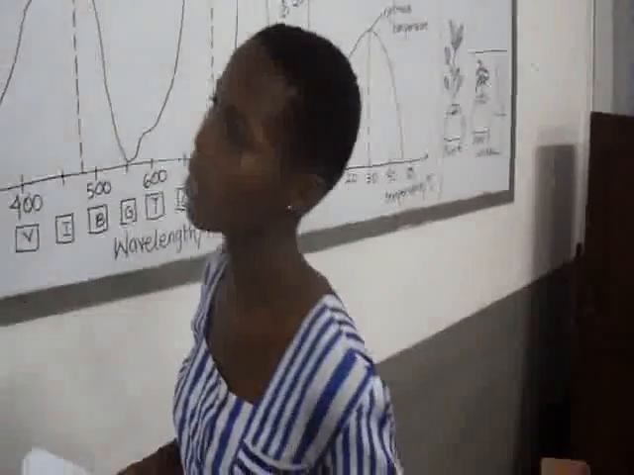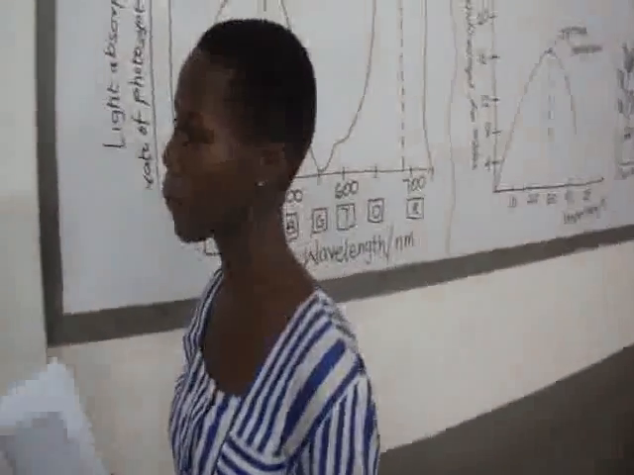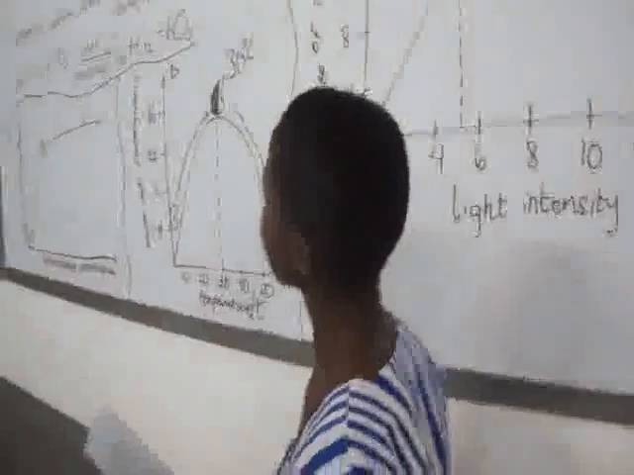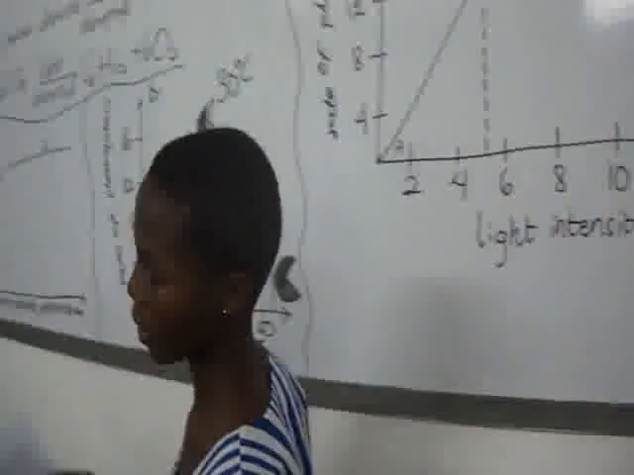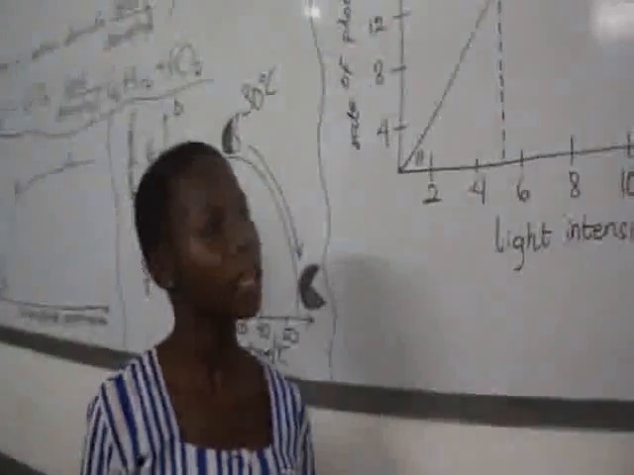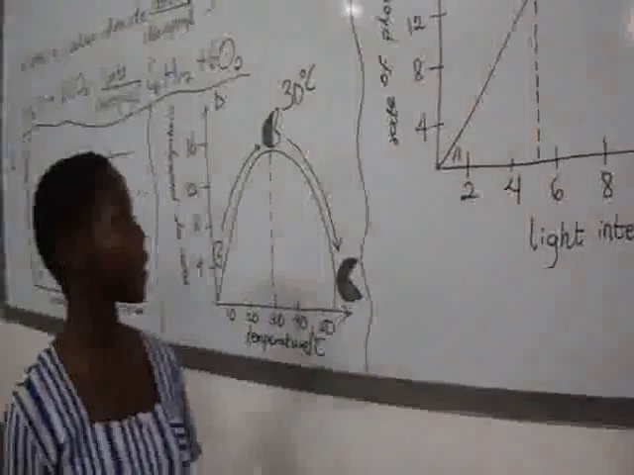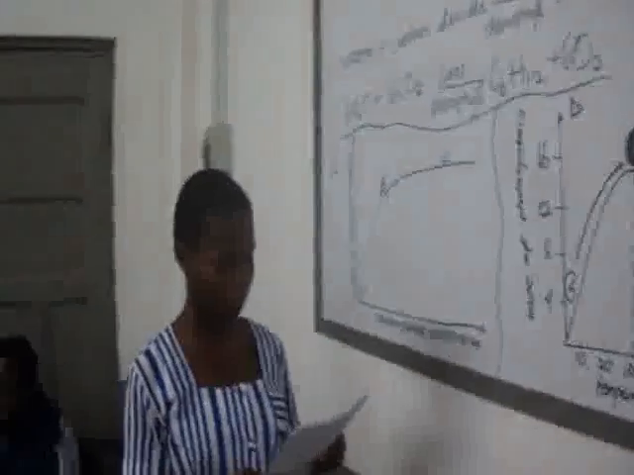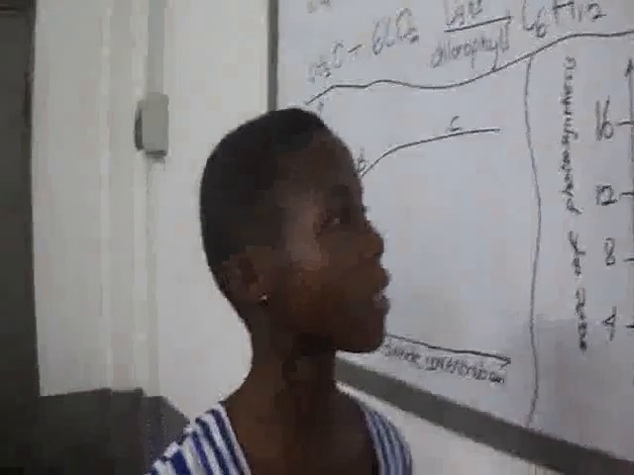Now taking the next factor, which is temperature. Reactions constituting the Calvin cycle, that is the dark stage of photosynthesis, involve enzymes. Temperature influences the activities of enzymes. An increase of about 10 degrees Celsius nearly doubles the rate of enzyme activity. The optimum temperature for photosynthesis in most plants is 30 degrees Celsius.